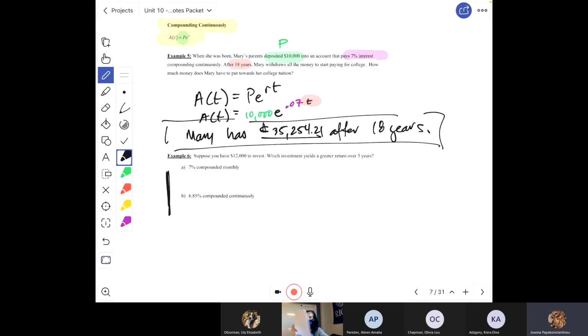This next one's interesting. It's like when you go to the bank and you try to figure out where to put your money. You want to get the best deal, you do the math.